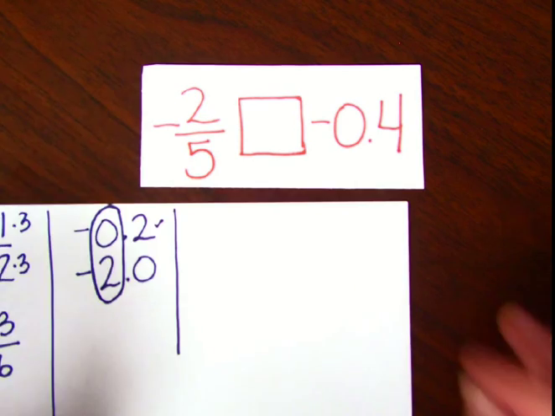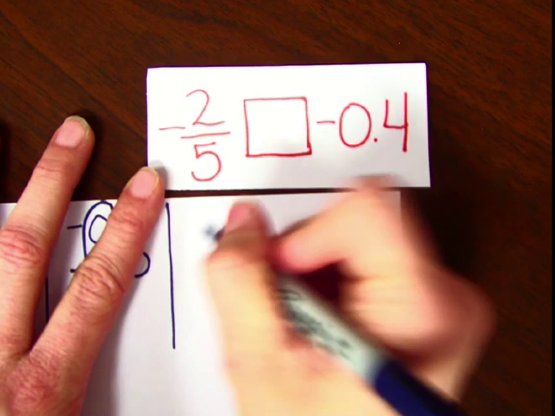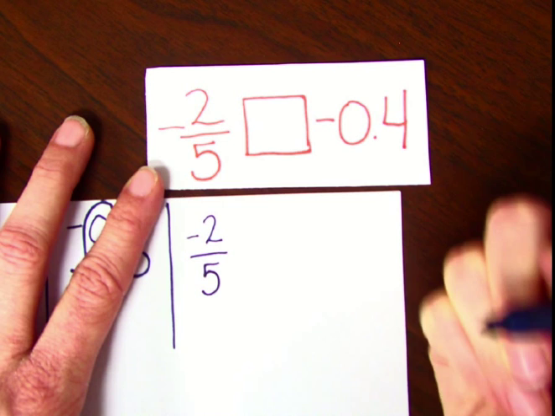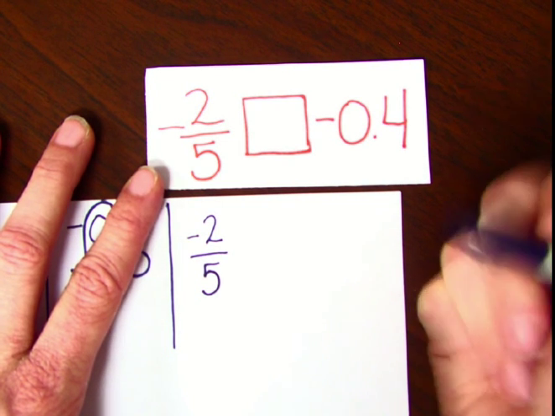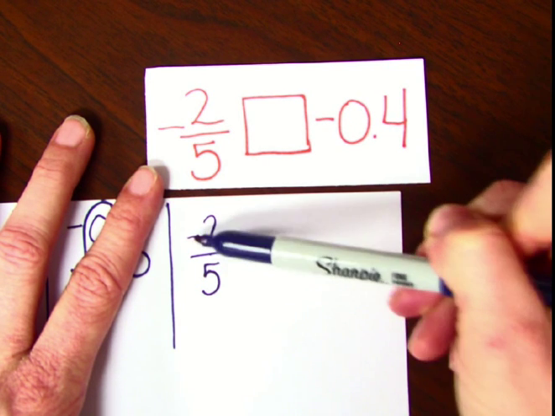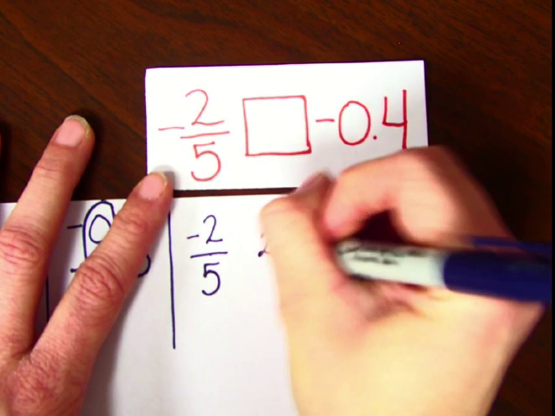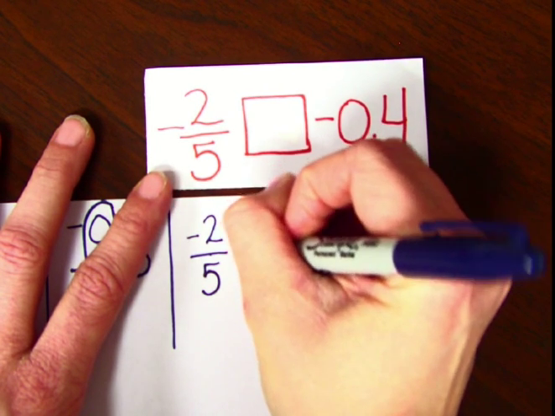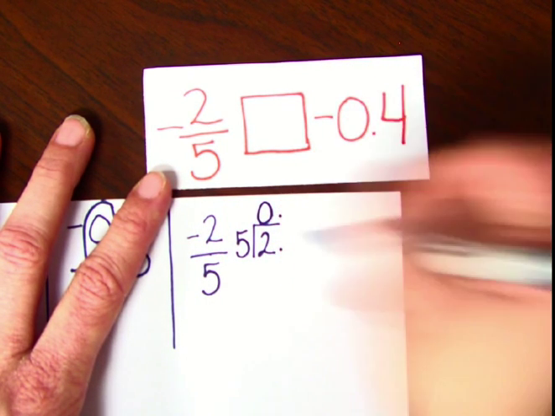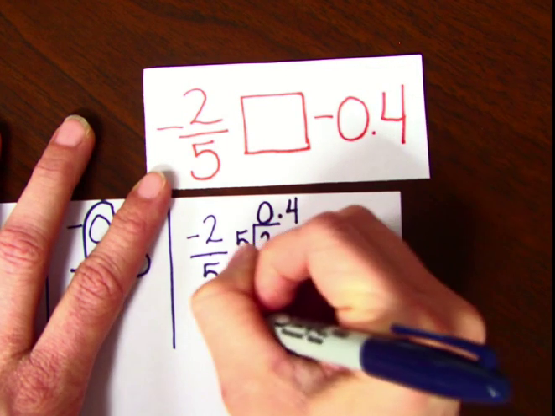I'll try both ways. First, I'm going to change -2/5 into a decimal. Remember to do that. If you don't remember, you have notes in your interactive notebook. To do that, we're going to take 2 and divide it by 5. Right now I'm going to ignore that negative sign. We'll put it back when we're done. 2 divided by 5. Well, 0. Place my decimal. 20 divided by 5 is 4. So I'm going to replace my negative sign.